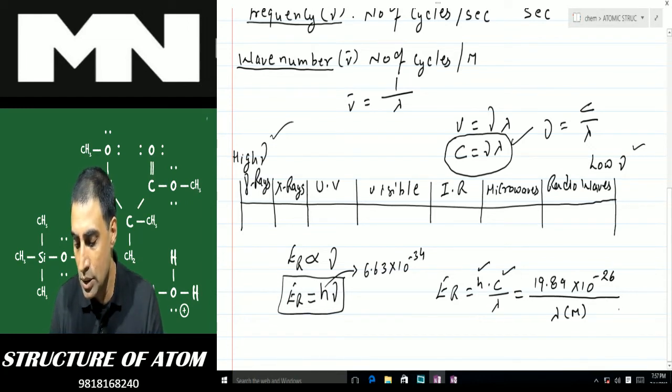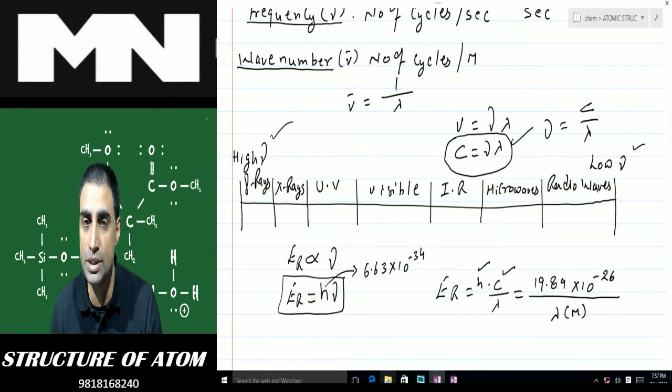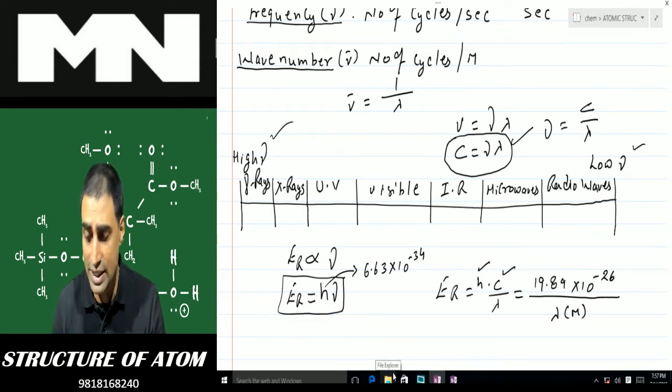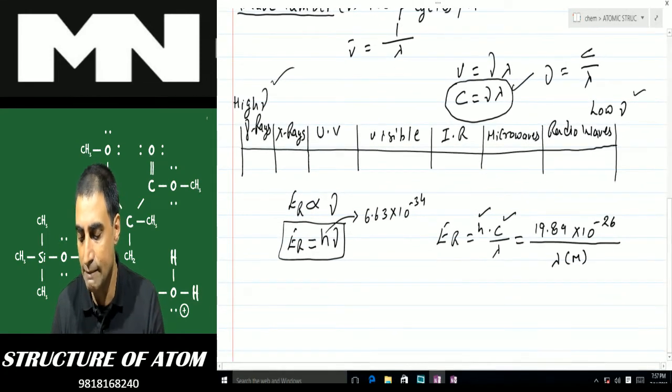So here you got two different formulas. The first one is energy of radiation is equal to h nu, where you calculate the energy through frequency. The second one is E is equal to 19.89 into 10 to the power minus 26 by lambda, where lambda is in meters, and you calculate energy through this lambda. So this is how you can calculate the energy of a radiation.